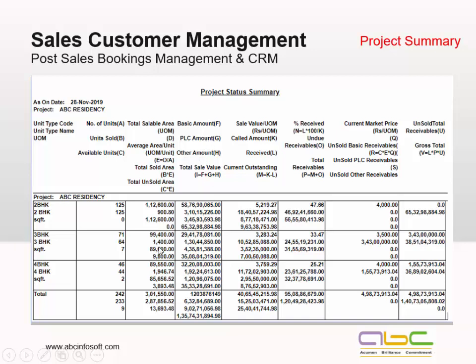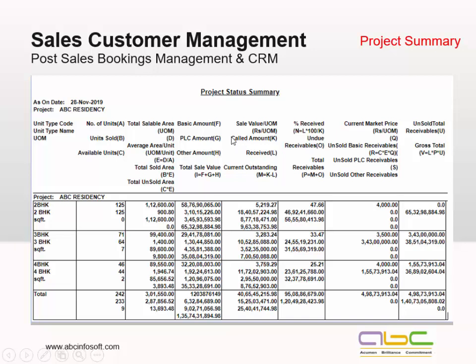Then based on the sales we have made, what is my basic amount, PLC amount, other amount and total sale value. Let's say for 2 BHK, 3 BHK, 4 BHK, this is my total sale value amount. So this gives you a complete bifurcation of the basic, PLC and other amount within the same unit type, and then for the entire project. Next is my sale value per square feet. This is going to be my actual sale value per square feet after discounts and all.